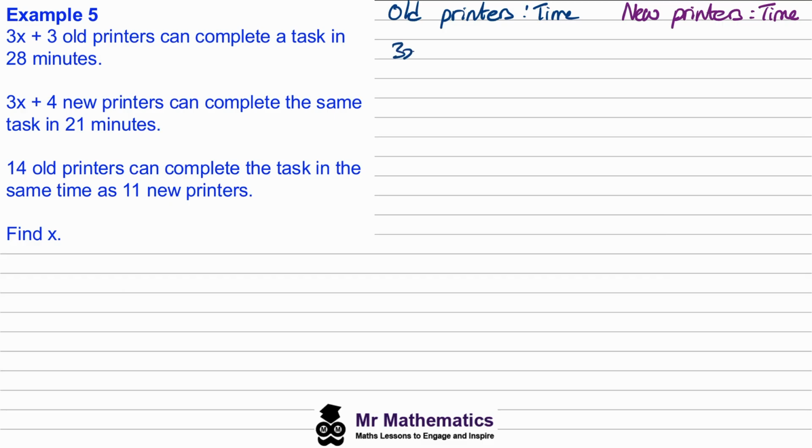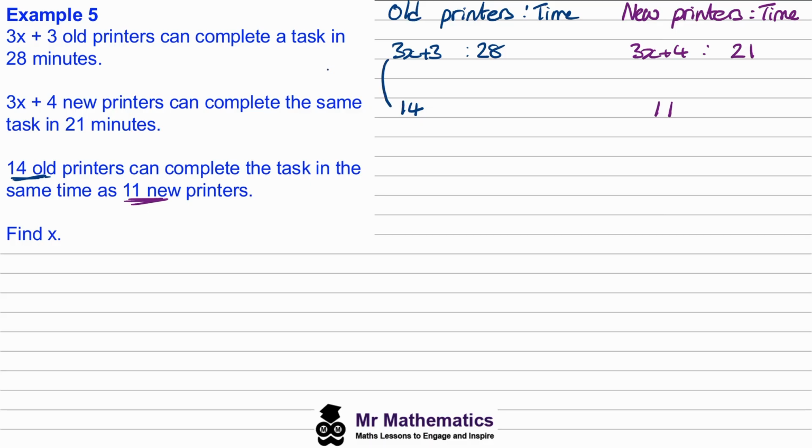So do you want to give this question a go yourself? You can pause the video, and when you come back, you can check your working with mine. Okay, so we've got 3x plus 3 old printers, and this takes 28 minutes. And we've got 3x plus 4 new printers, and this takes 21 minutes. And 14 old printers can complete a task in the same time as 11 new printers. So the time here must be the same as this time here. So the question then is, how do we go from 3x plus 3 to 14?